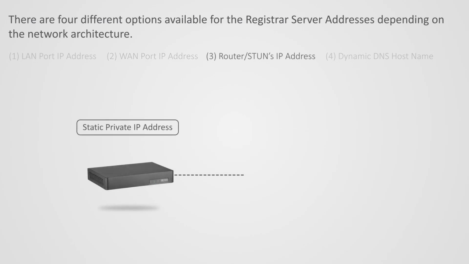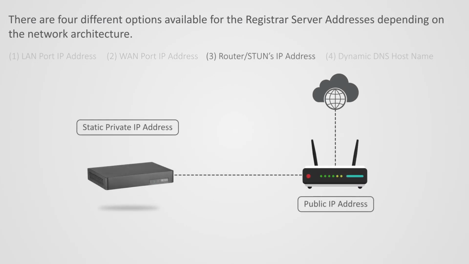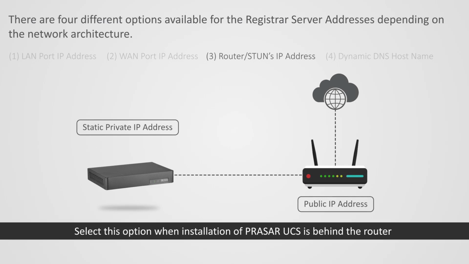Third, router or STUNS IP address. Select this option when installation of PRASAR UCS is behind the router with a static private IP address and the router is having public IP address or dynamic DNS host name.